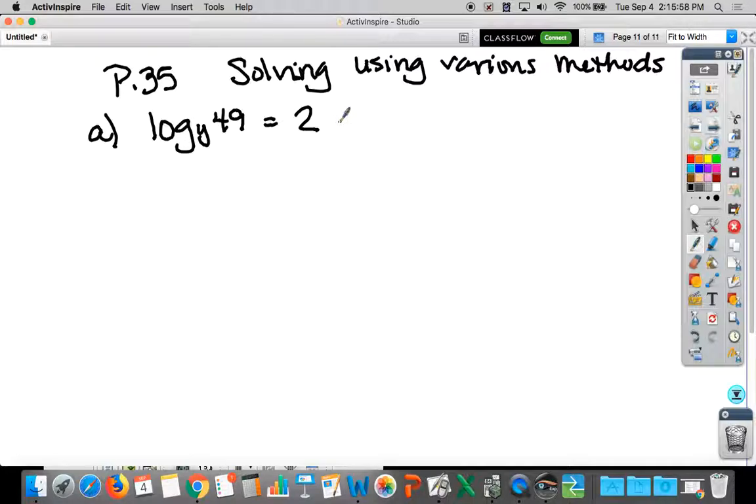Okay, it's in log form. Everybody follow me? The best thing to do is to change it to exponential form. So that would be y squared equals 49. Now how am I going to solve for y? Square root. Now there's going to be one thing that we're going to do here because we don't want to have a negative base. Y equals what? 7. Okay, that one's basic, straightforward.